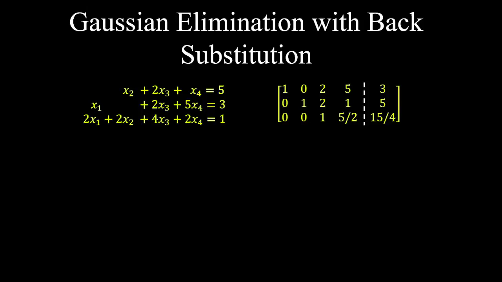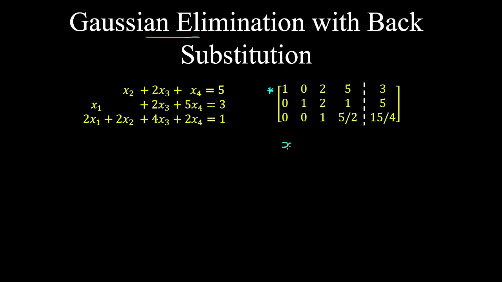For linear systems that are quite large, it's more efficient to reduce the augmented matrix to row echelon form, which is the Gaussian elimination step, and then follow this by back substitution to solve the system, rather than doing the Gauss-Jordan elimination to get the system in reduced row echelon form. So consider our previous example, where we reduced the augmented matrix to row echelon form.